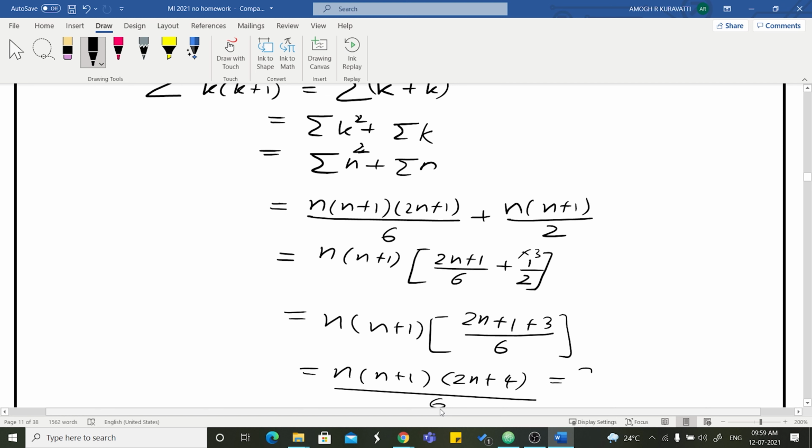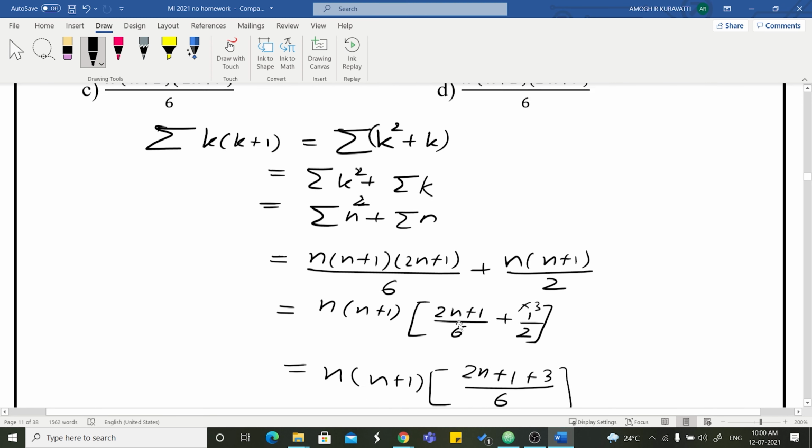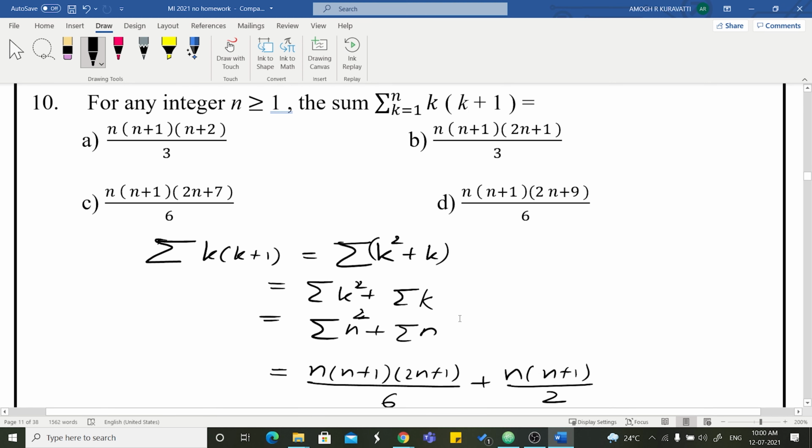From these two, take 2 common. 2 of n into n plus 1, here 2 common, that is n plus 2 divided by 6. 2 ones are 2, 2 threes are 6. So that equals n of n plus 1 into n plus 2 divided by 3. Is there an option? n of n plus 1 into n plus 2 divided by 3. Option A, yes, option A is the right option.